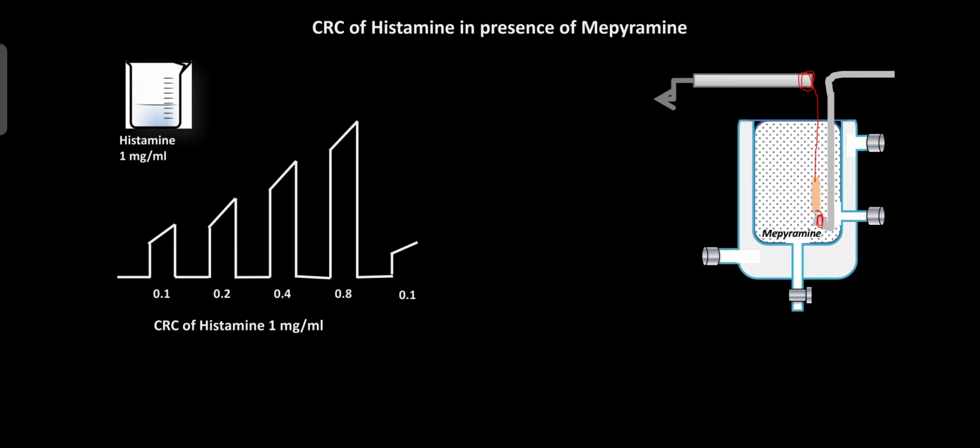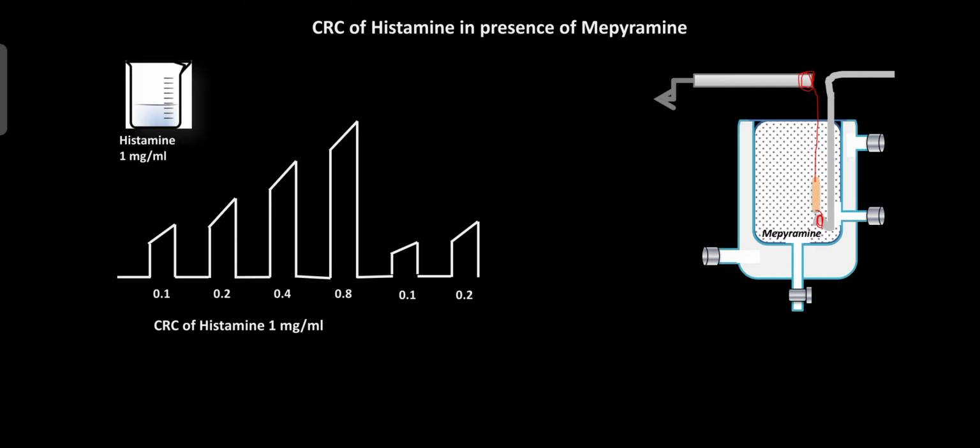Then after 30 seconds, stop the drum and wash the tissue, maintaining 5-minute time cycles. After 5 minutes, once again record the baseline for 30 seconds, then add 0.2 ml of histamine solution from the stock solution and record the responses of 0.2 ml of histamine solution in the presence of mepyramine for 30 seconds. After 30 seconds, stop the drum and wash the tissue.